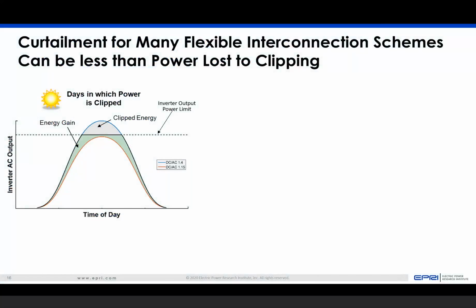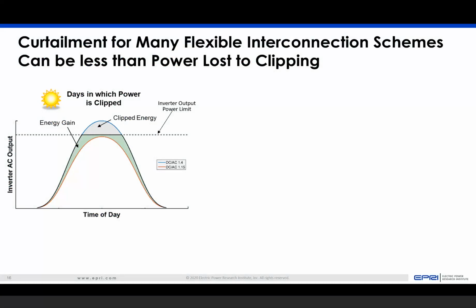One key point that we want to emphasize here is that curtailment for a lot of flexible interconnection schemes can actually be less than power loss to clipping, just due to having high DC to AC ratios or inverter loading ratios that are becoming more and more commonplace. This figure is illustrating the concept of clipping. If you have an undersized inverter, so a high DC to AC ratio, at some points during the day, your DC energy output potential is going to exceed the AC energy output potential, and you have some energy that's clipped there.